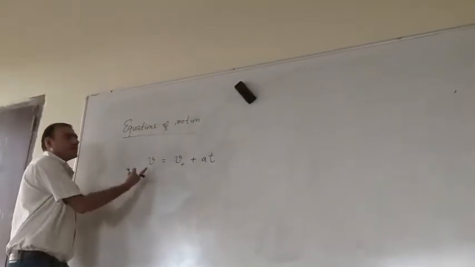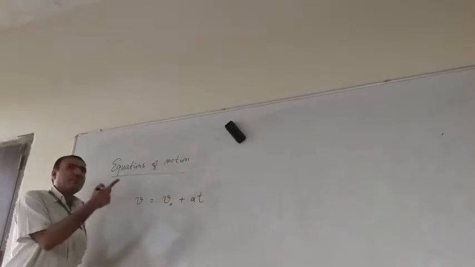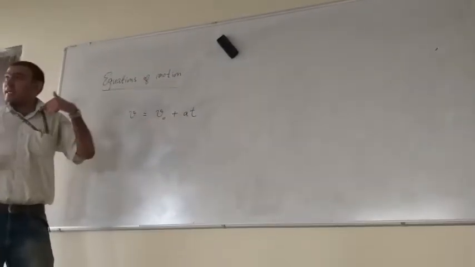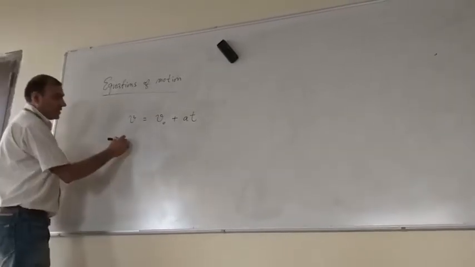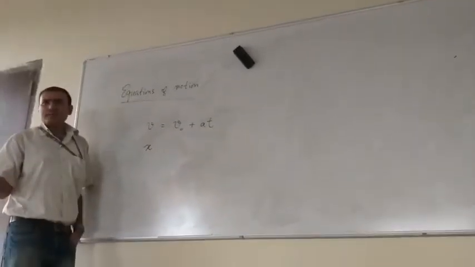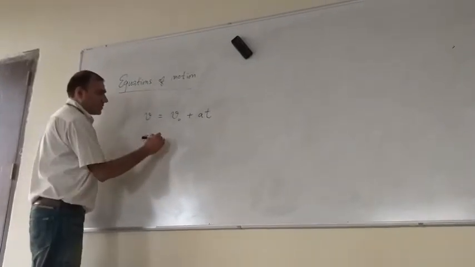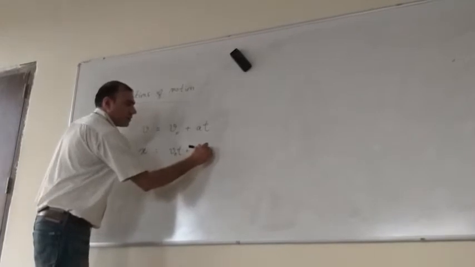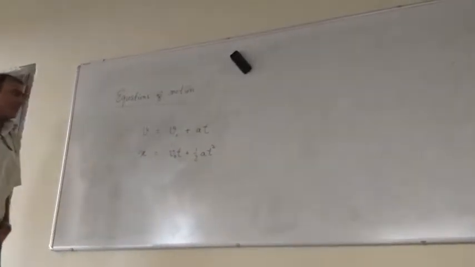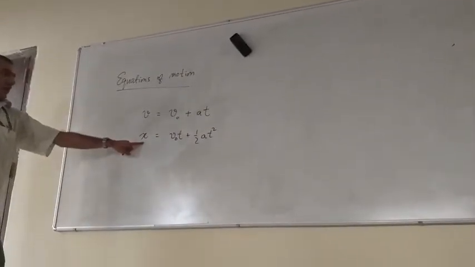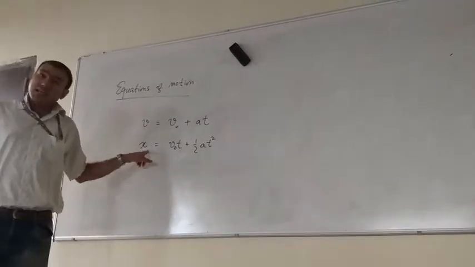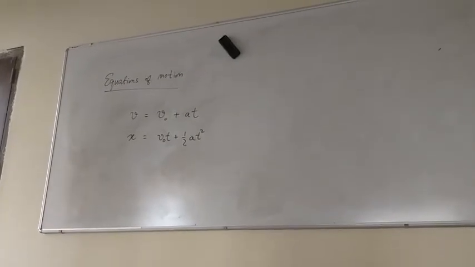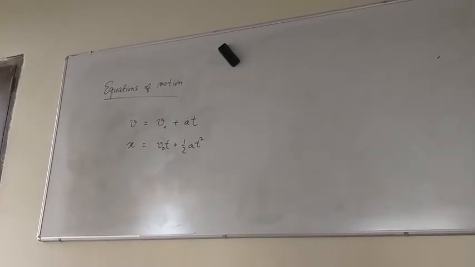Okay, so this equation by itself does not involve displacement directly, or the position directly, which the second equation does, which is s, or x, is equal to ut plus half at square. Good. So this would involve the displacement. So this directly tells you the displacement as a function of time, provided you know the initial velocity and the acceleration.